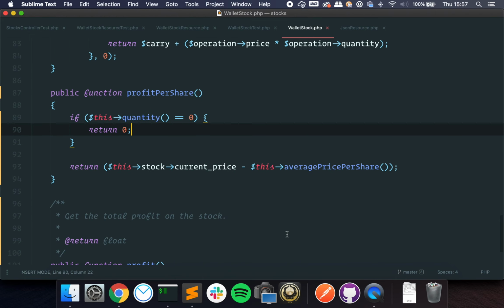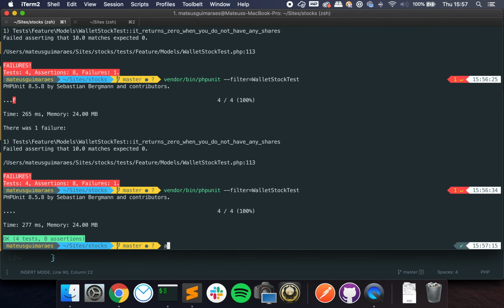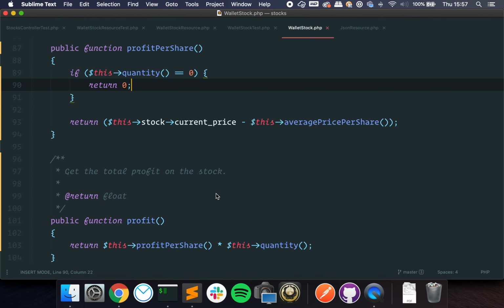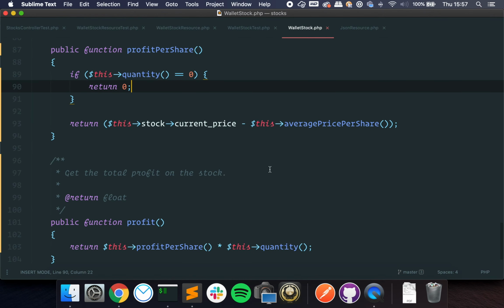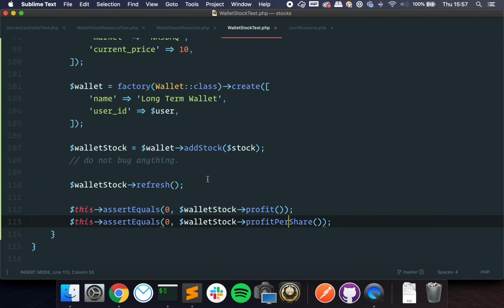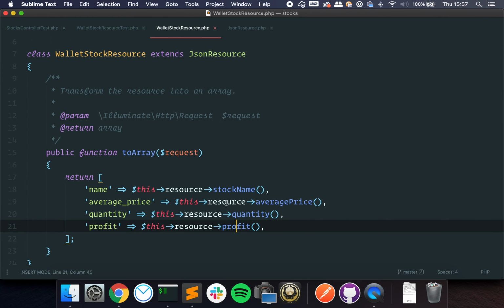Profit per share quantity. What if the quantity is 0? It's going to be 0 times 0. Can you do this? I don't know. Can you do this? Okay, you can do this. Oh, you cannot divide by 0. Forget it. I'm so dumb. But yeah, so we have this test, and it looks really nice.